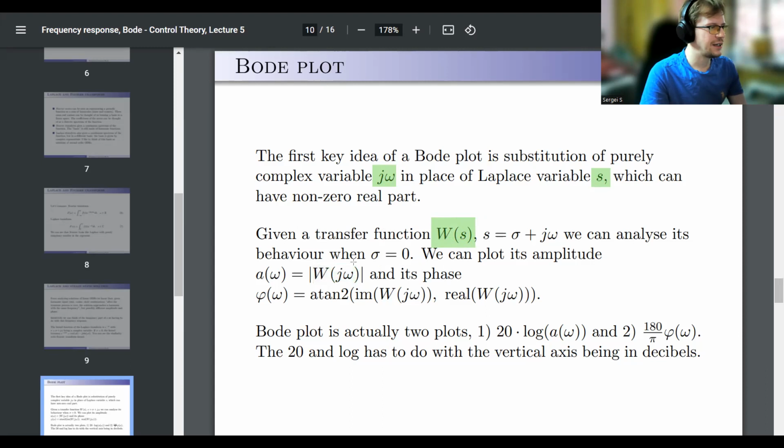Now, what we would want to do with this transfer function is plot its amplitude, which is the absolute value of this transfer function. Remember, it is a complex number. So for the absolute value of a complex number, there is a formula, right? It's the square root of the real part squared plus the imaginary part squared.